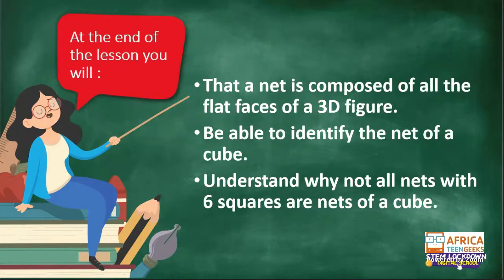After the lesson, you will be able to identify the net of a cube. And then you will also understand why not all nets with 6 squares are nets of a cube. All right, so if we see 6 flat squares, we can't just say, oh, it's a cube because it's 6 squares. There are certain nets that will just not work if we try to make a cube with it.